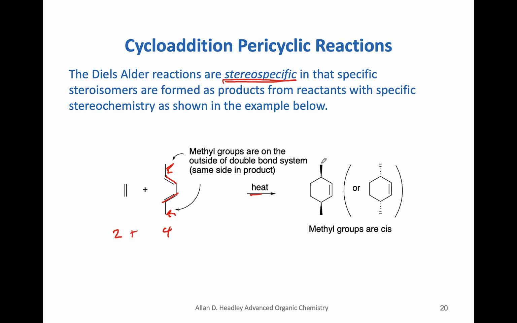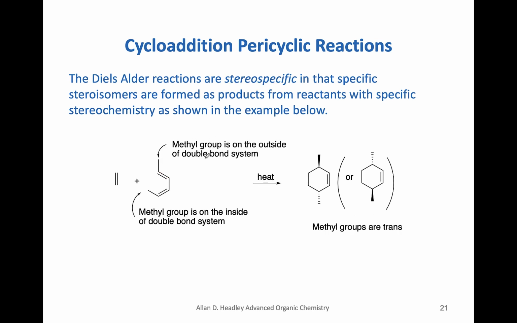So we get here the methyl group, or whatever group is a substituent, on the same side, so it gives a cis product. Notice it could be written either with a dash or a wedge, but it's on the same side in the product because they're on the same side of the conjugated system in the reactant. That makes it a stereospecific reaction.